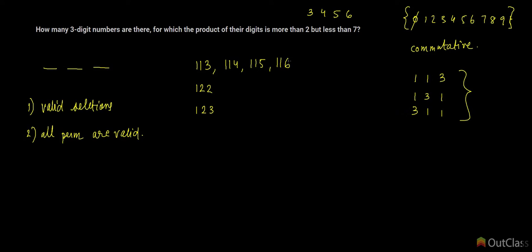Now it's a question of how many permutations are possible for each of these. 113, 3 items where 2 are similar, 3 factorial by 2 factorial, there are 3 permutations. I've shown them here. Same here, 3, 3, 3. Here also you have 3 items of which 2 are identical, so it's again 3. Here you have 3 distinct items, so 3 factorial, 6. Your final answer is 3 plus 3 plus 3 plus 3 plus 3 plus 6, 21.